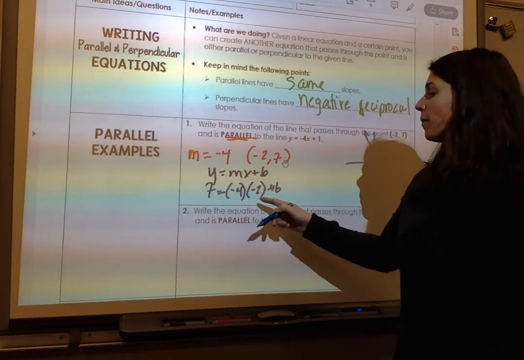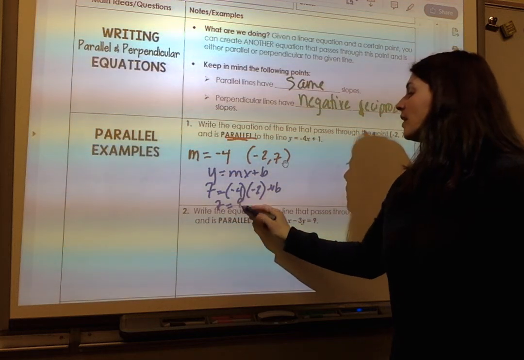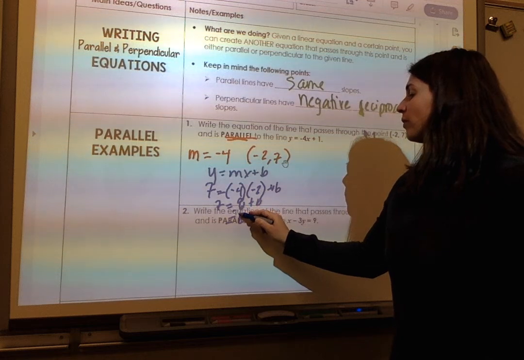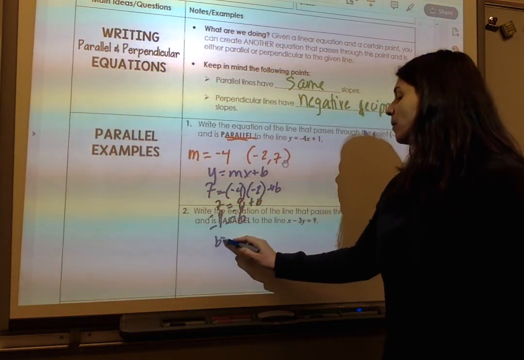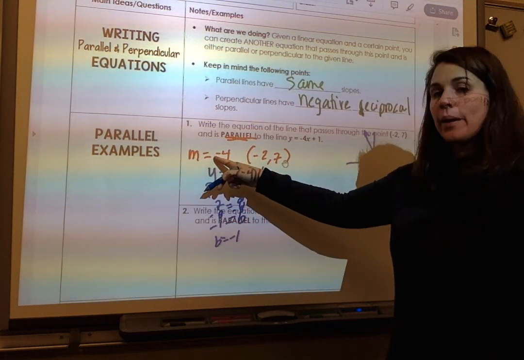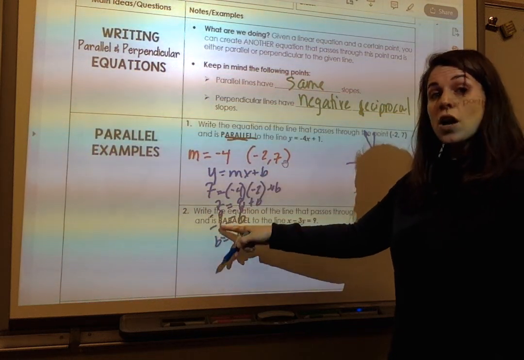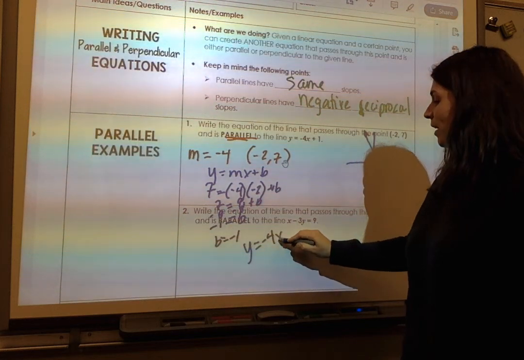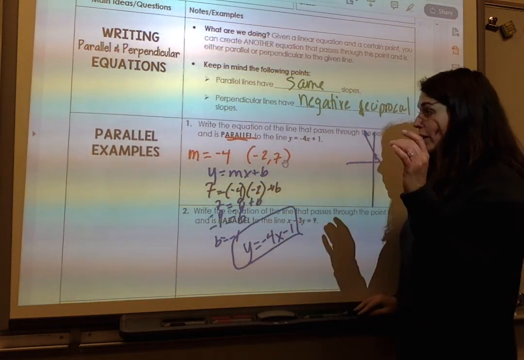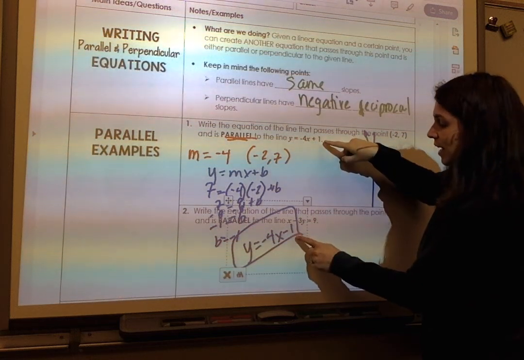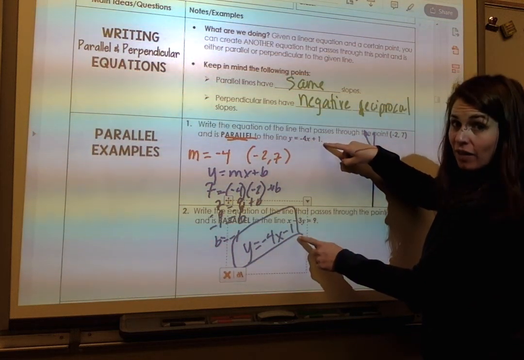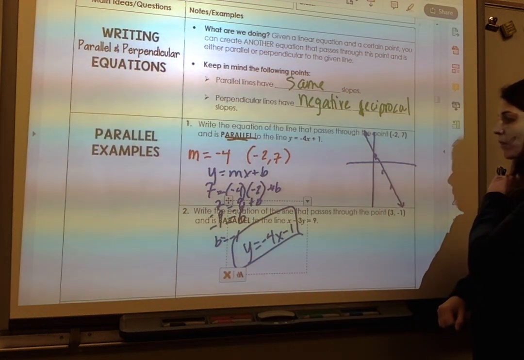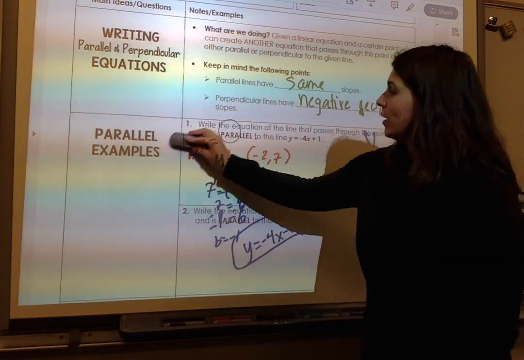And so now I need to find my beginning point. So 7 equals negative 4 times negative 2 is 8 plus b. And my beginning point is now, when I subtract 8 on both sides, negative 1. So my beginning point is negative 1. Well, now I have a slope. Now I have a beginning point. So my new line is going to be y equals negative 4x minus 1. So what that's saying is these lines are parallel, and my new line passes through the point negative 2, 7. Okay? So that's what that one looks like.